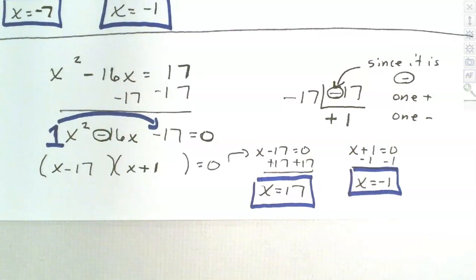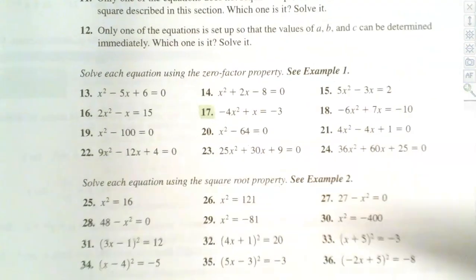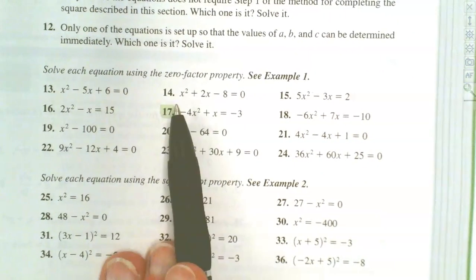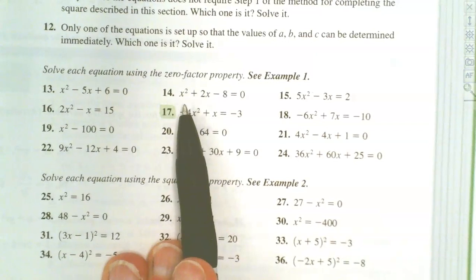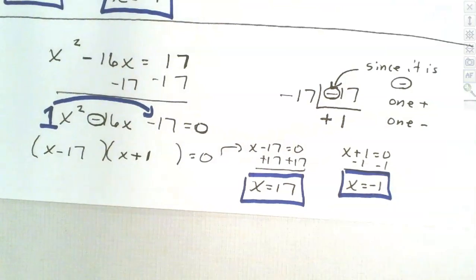So let me find a few to look at here. These are going to be zero factor again. And let's look at question 14. This is on page 139. Question 14. This is what we're looking at here. So I'll write it down so we have it, and we'll factor.